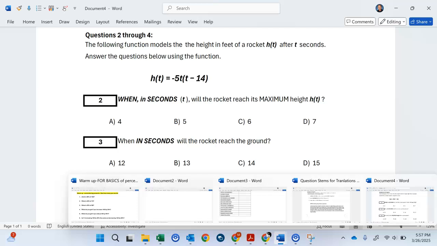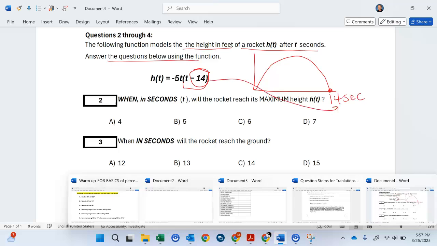Okay, so we've got this here, that a rocket after t seconds. So let's look at this part right here. This number right here, 14. That says the rocket will go up like that. It'll come down at 14 seconds, okay? So that's going to be when it will hit the ground. When in seconds will it reach its maximum? Well, 14 is to go all the way up and then down.